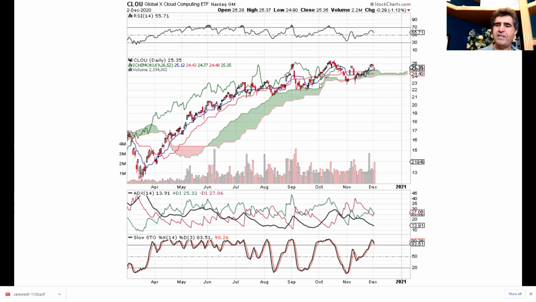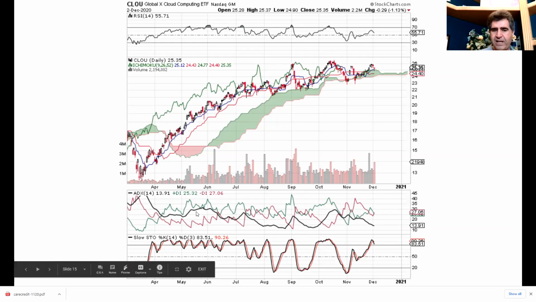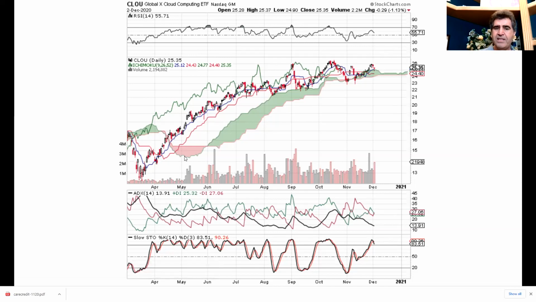So one of the things I added to this, which I use, is the ADX, which is the average directional movement index. And what it does, it shows me the trend, how strong is this trend, the momentum. So if the trend, this black line, is above 20, then you have a trending market. So we were staying trending.